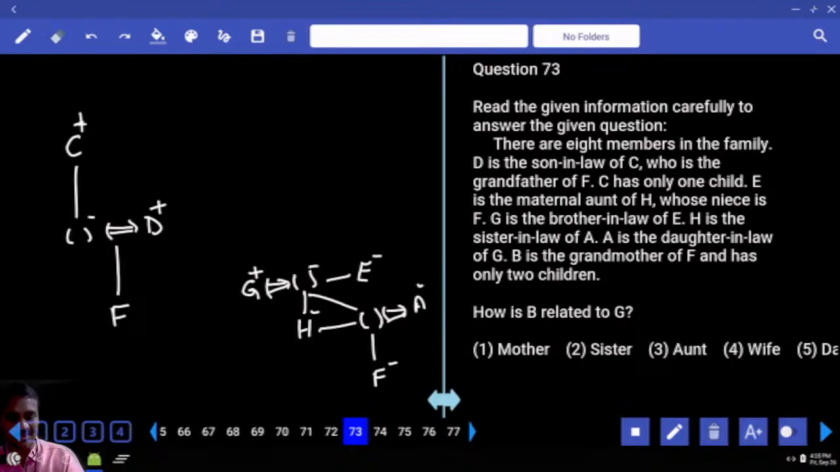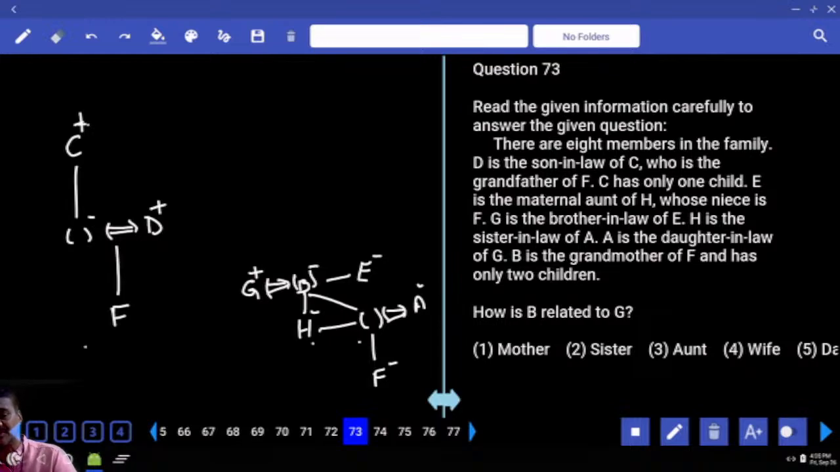And B is the grandmother of F. Hence B and G are married to each other. B is the grandmother of F and has only 2 children.